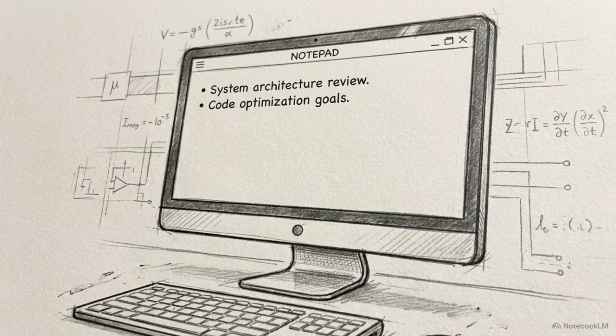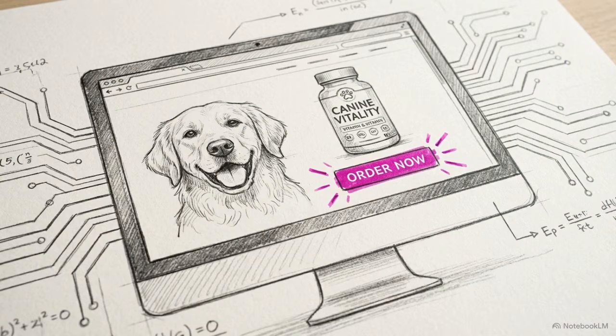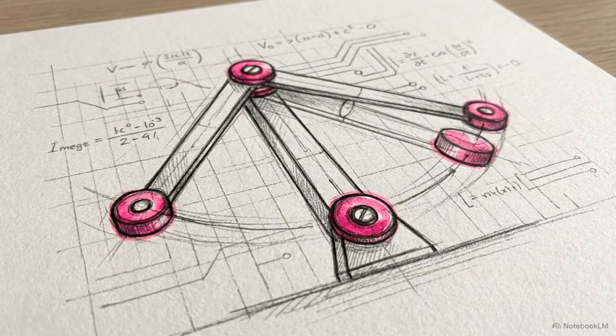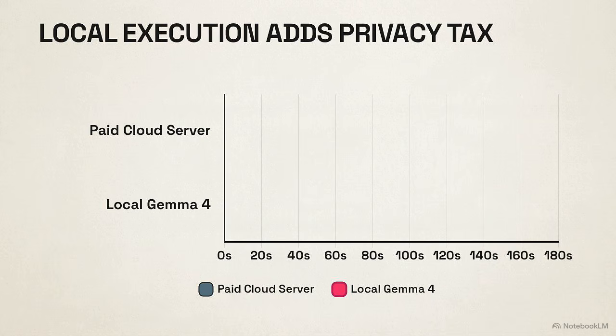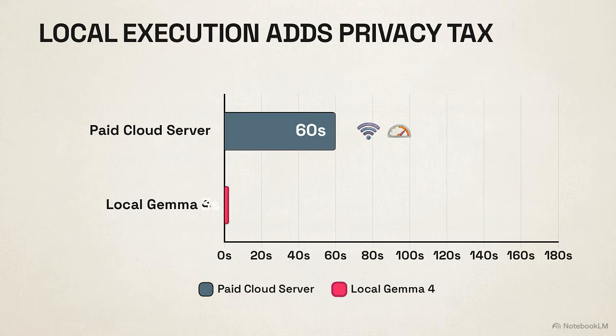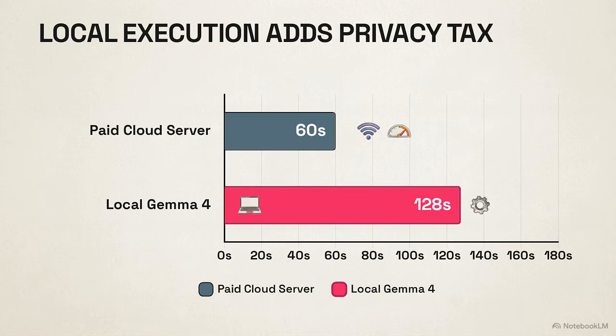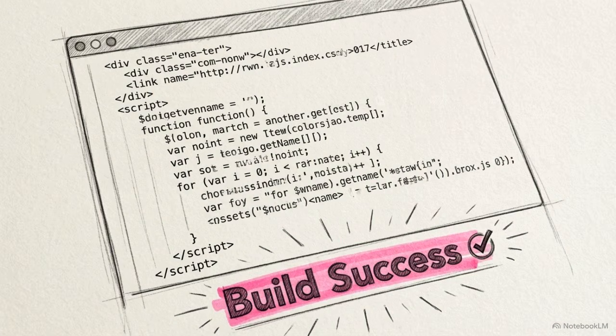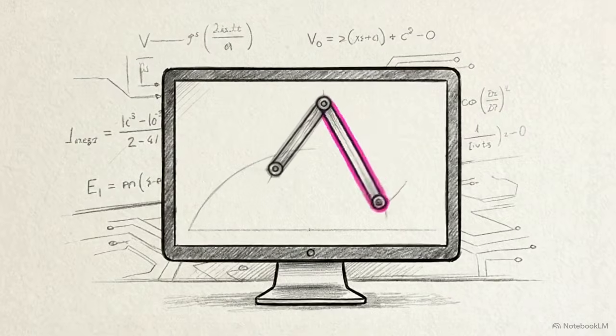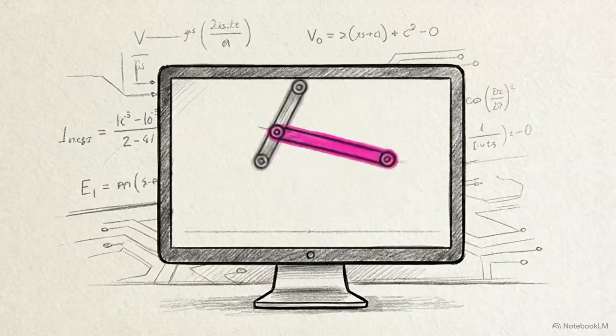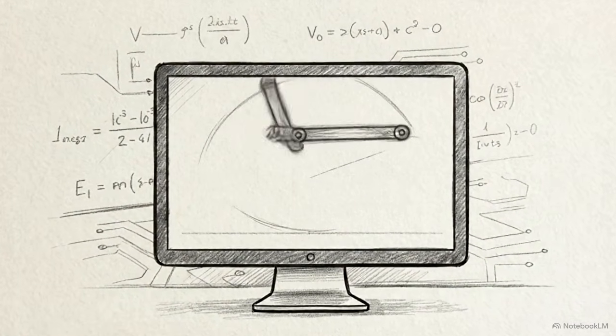Let's test this agent with 2 distinct tasks: building a single-page HTML landing page for dog supplements and coding an interactive double pendulum physics simulation. This chart compares generation timelines. A paid cloud server completes the HTML task in under a minute. Our local Gemma 4 setup processes a bit slower, taking roughly 2.5 minutes to write the complete file. Despite the slower generation time, the local model successfully output the physics simulation. Opening the generated file reveals a fully functional double pendulum running smoothly right inside an offline web browser.